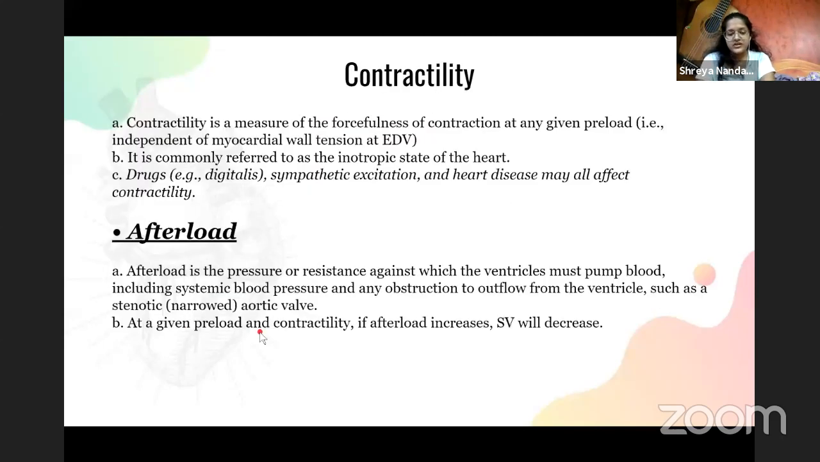There are two other factors on which the stroke volume depends. These are contractility and afterload. Contractility is a measure of the forcefulness of the contraction at any given preload. Drugs such as digitalis, sympathetic excitation and heart disease may affect contractility. It may decrease or increase depending upon the situation. Afterload is the pressure or the resistance against which the ventricles have to pump blood.